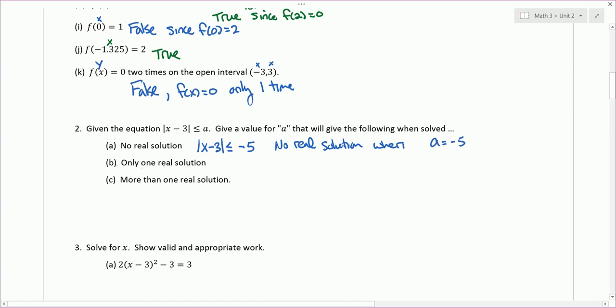Part B, we only want one real solution. When you're working with an absolute value, typically you always get two real solutions. The only time you get one real solution is when you have an absolute value that's equal to 0.